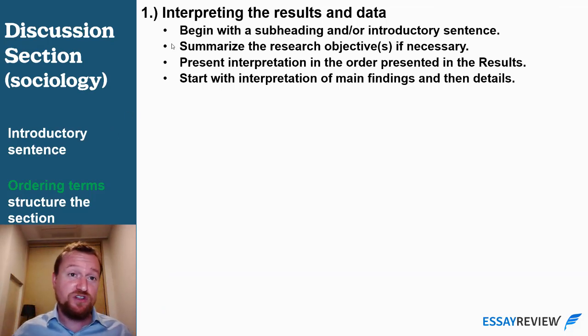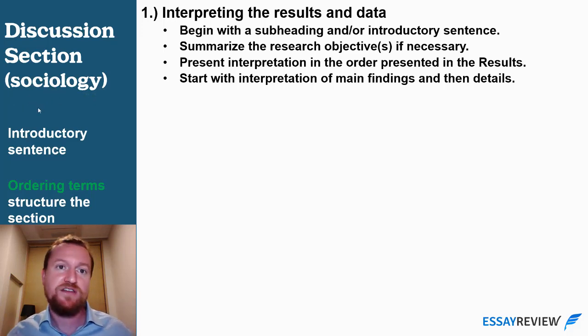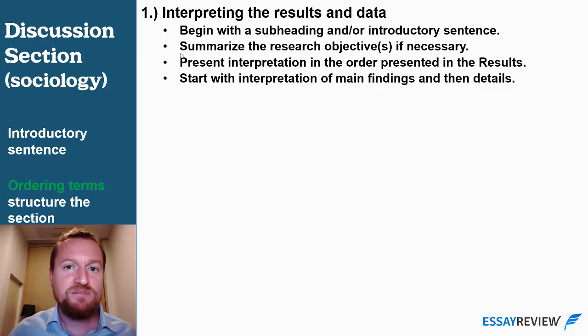Okay, but anyways, you'll start in the discussion, and here we'll be talking about specifically sociology, social sciences, and even hard sciences. You'll start by interpreting the results and data. Some tips: you can use a subheading or introductory sentence to show the reader what you're doing. If you can use a subheading, depending on the journal, then you should do that. Use a heading. Summarize the research objectives if needed. Sometimes that takes too much time, so it really depends on the journal whether you need to repeat what your objectives were. Present the interpretation in the order presented in the results.